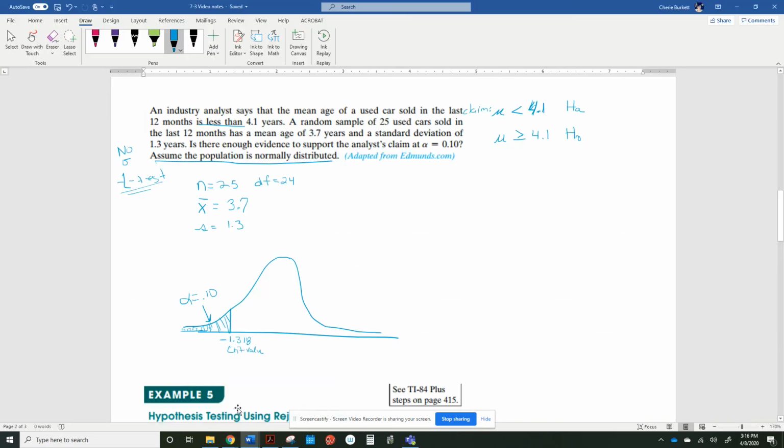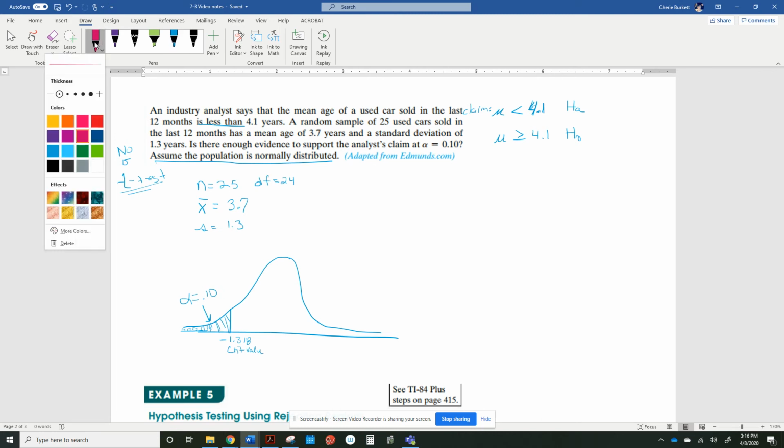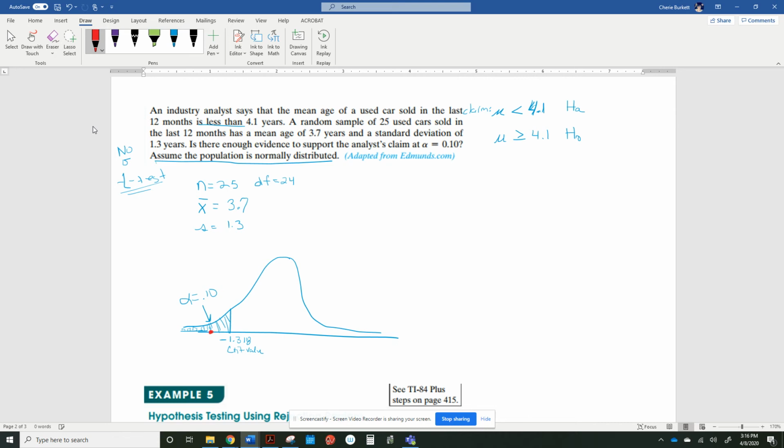Negative 1.538. Let me change the color. Here is negative 1.3, so negative 1.5 is going to be somewhere over here. So what did we see? We see that this is in the shaded region, so what do we do? We reject the null hypothesis.